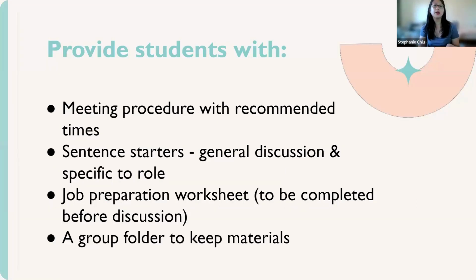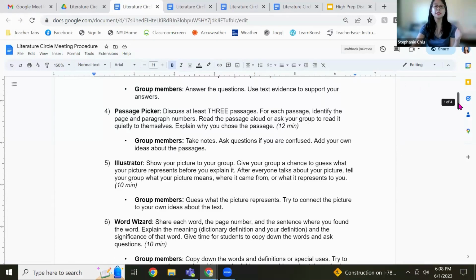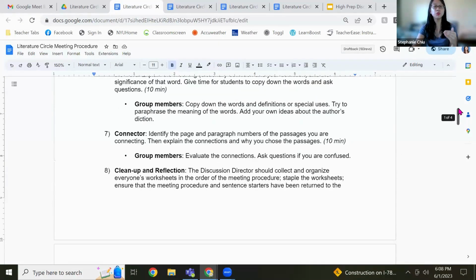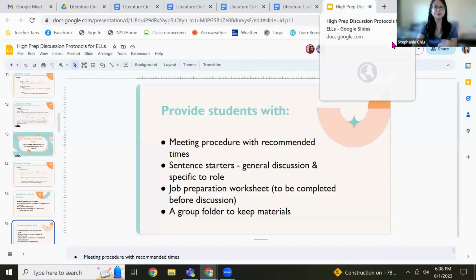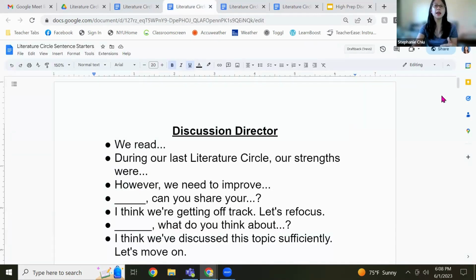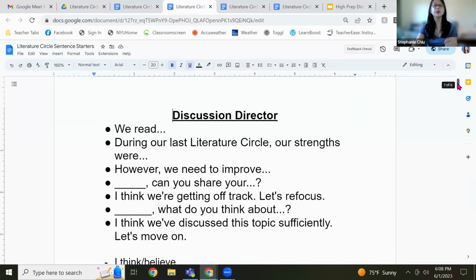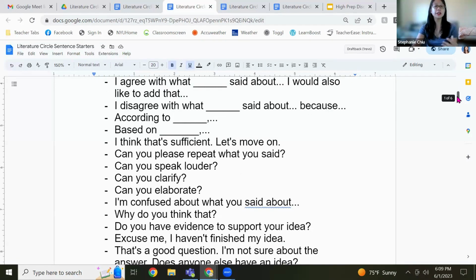As a teacher, you should provide the students with a meeting procedure to follow with recommended times. So, for example, I would give them a meeting procedure that tells them exactly what to talk about in which order, a reminder of what they should be doing, and approximately how much time to spend. You should also provide them with sentence starters that are specific to each role in the literature circle, as well as sentence starters that are more general and can just be applied to any kind of discussion.